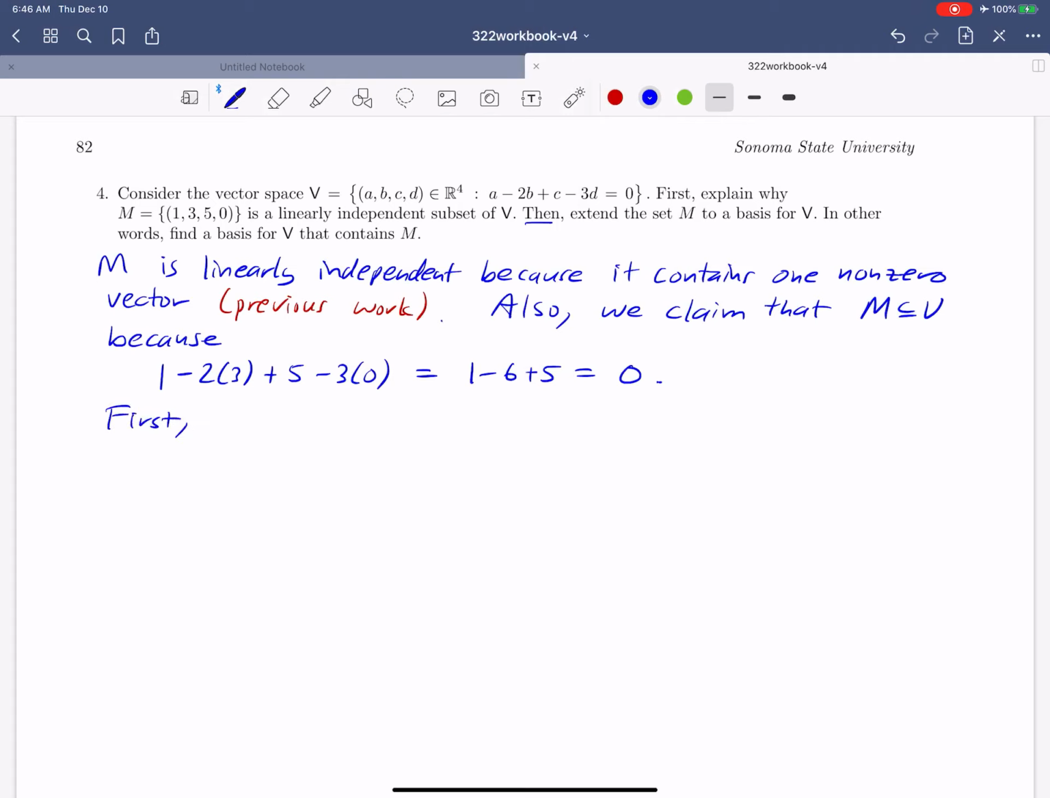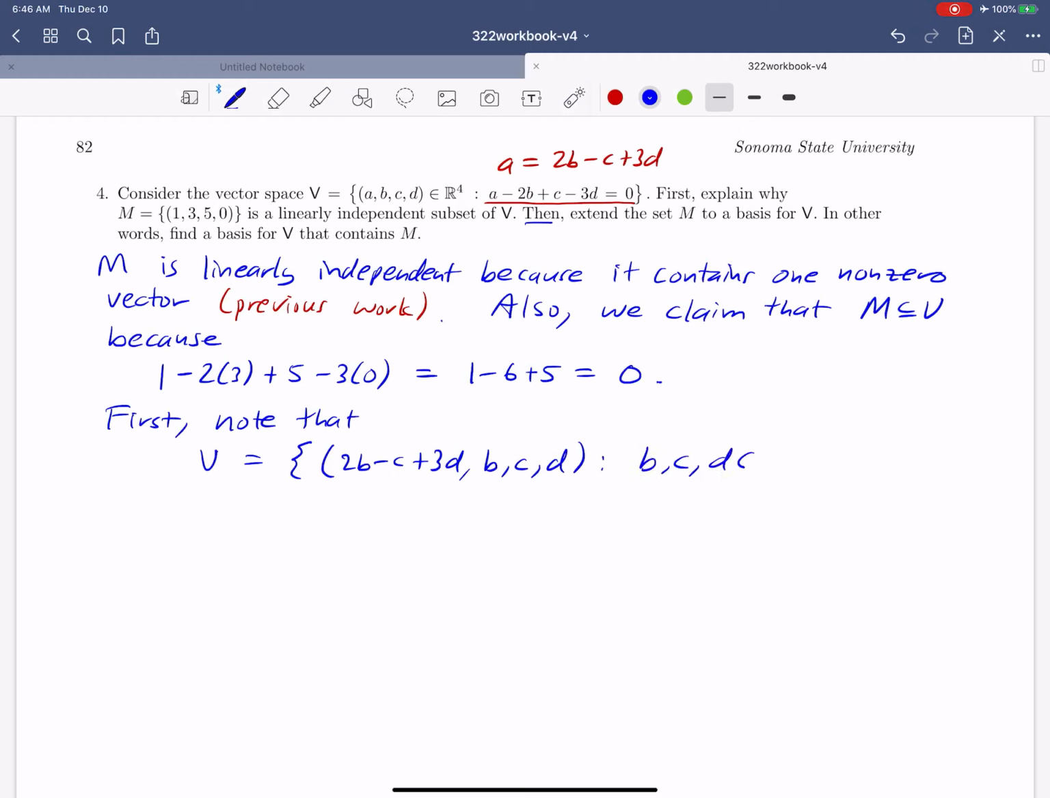All right, so let's first see if we can find a generating set for V. It helps to redescribe V a little bit. Going back up to the top of the page here, I'm going to underline that formula again in red. Notice that we can rewrite that by solving it for a. So we rearrange that equation: a is equal to 2b minus c plus 3d. And that means we can rewrite V like this. The first coordinate is going to look like 2b minus c plus 3d, and then b, c, and d are going to stay the same.